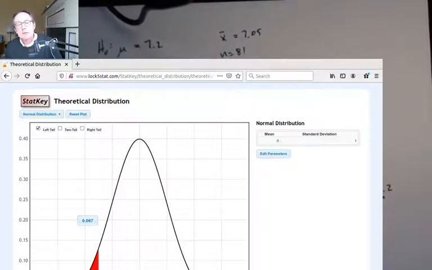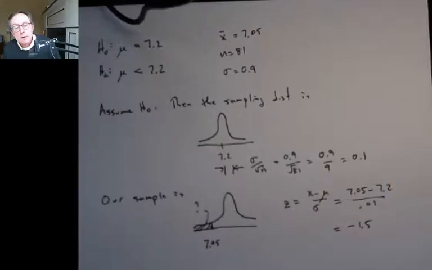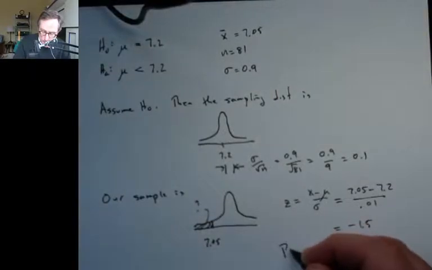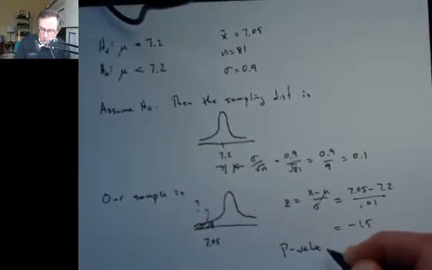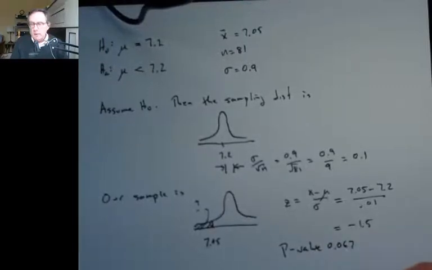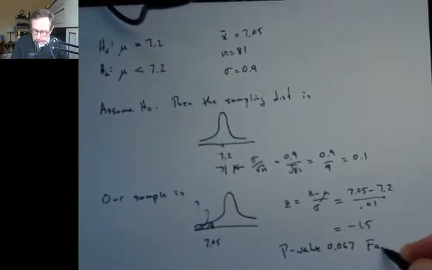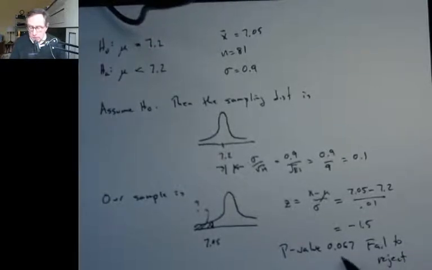Between 6 and 7% for a p-value. So the p-value is 0.067. Fail to reject, because 0.067 is not below 0.05.